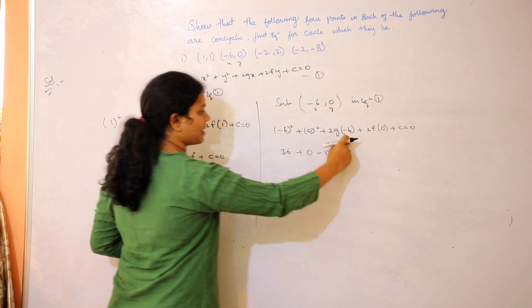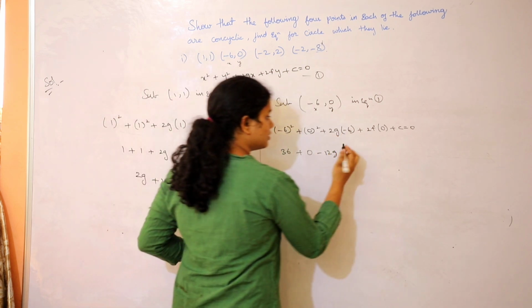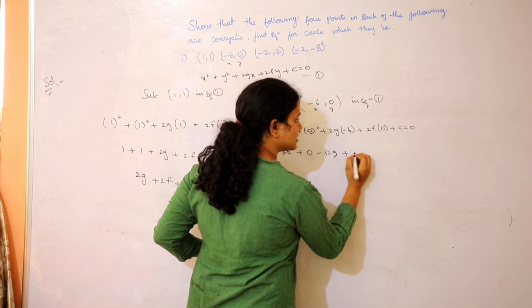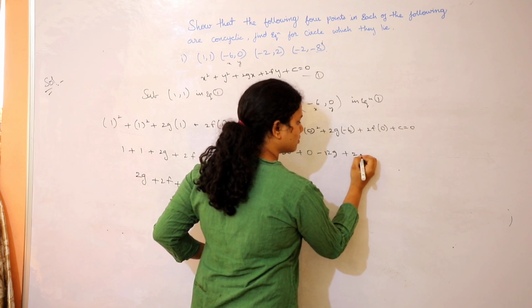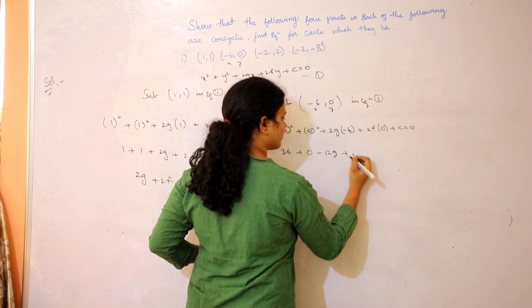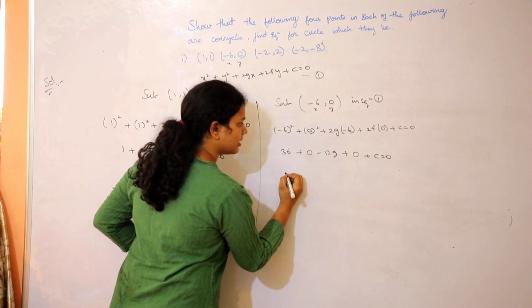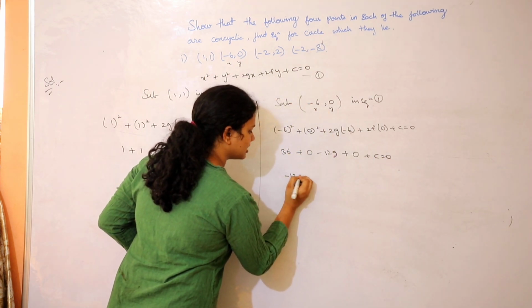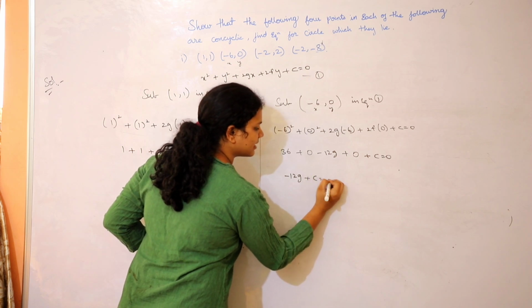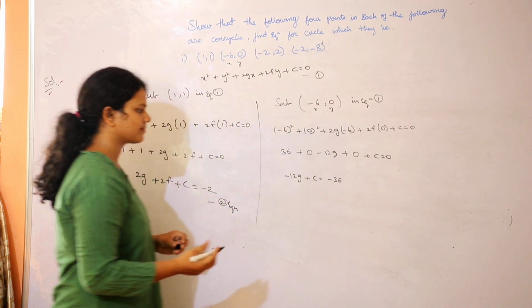Are you getting it? Minus 6 into 2 is 12, so minus 12g, plus 2f into 0 which is 0, plus c equals 0. Which is nothing but minus 12g plus c equals minus 36. Clear?